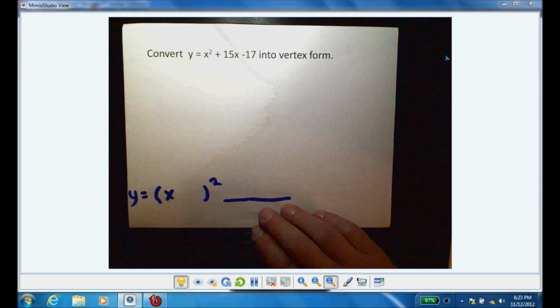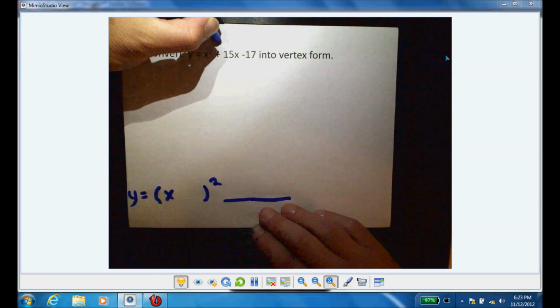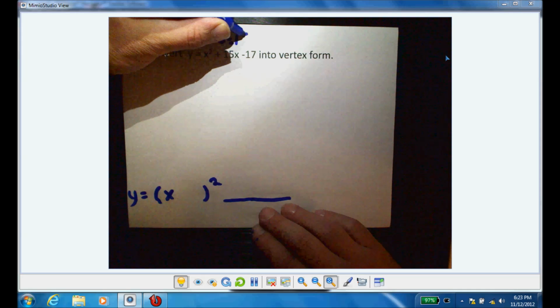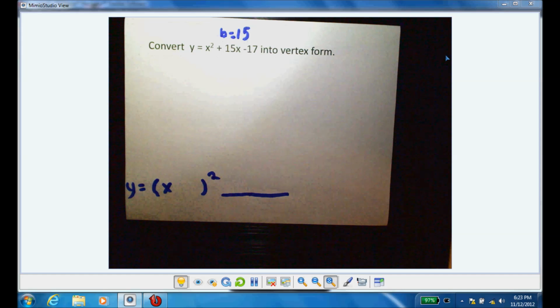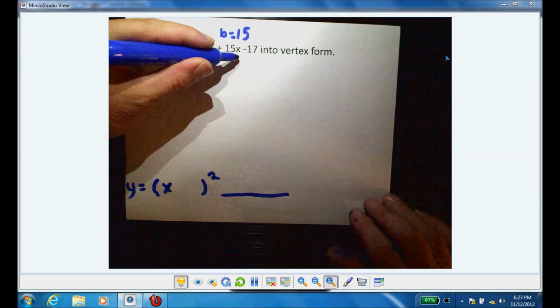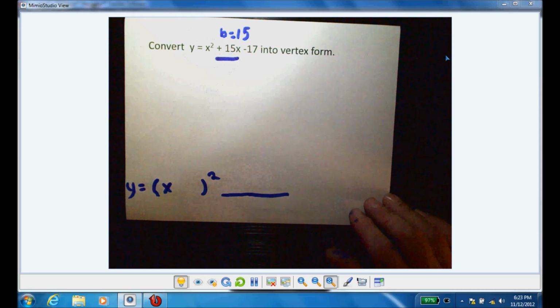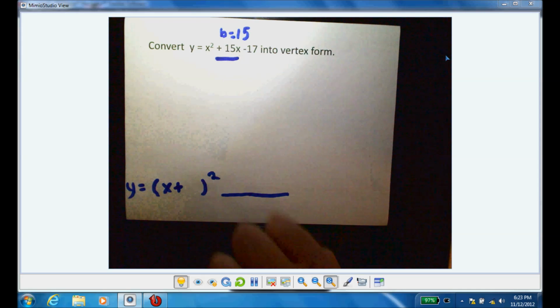Go ahead and identify what your b is. What's your b? That's right, your b is equal to 15. That tells you a little bit about what's going to be in your answer, because you see that this is plus 15x. That means that in the parentheses, you're going to be plus a number.